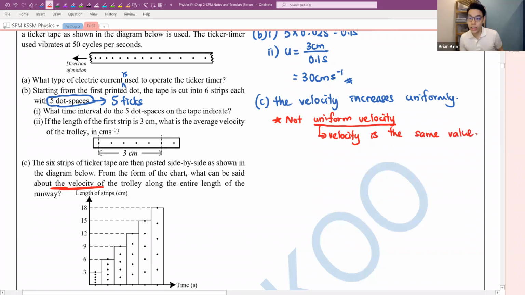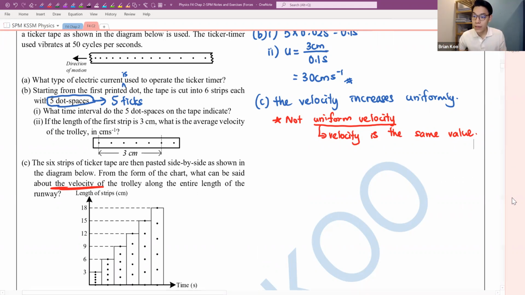Okay, the velocity is the same value only. So maybe I like to use this example, right? Last week also I used this example. You see in your parents' car, the speedometer is just at one value only, maybe at 30 km per hour. So it's going at the same speed. It's not getting faster, it's not getting slower.